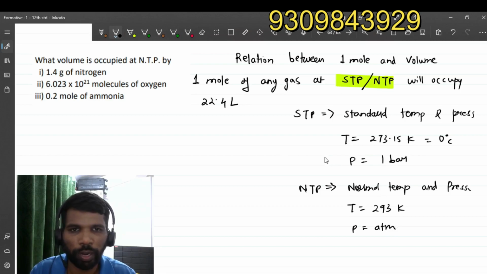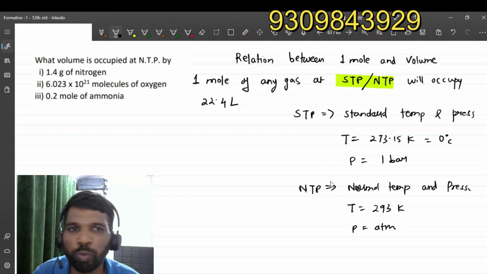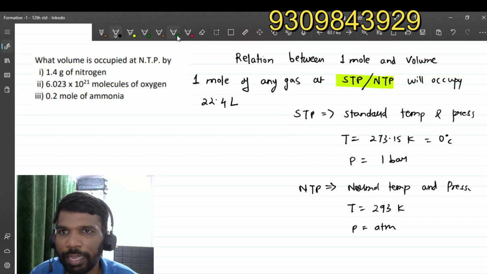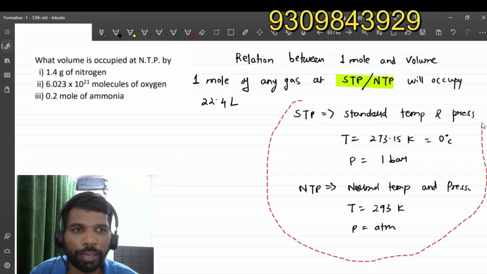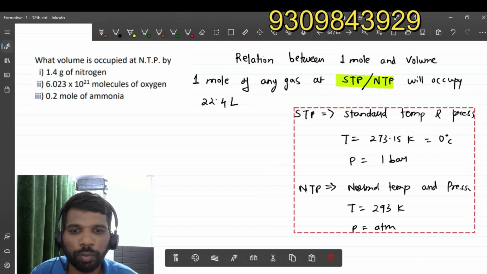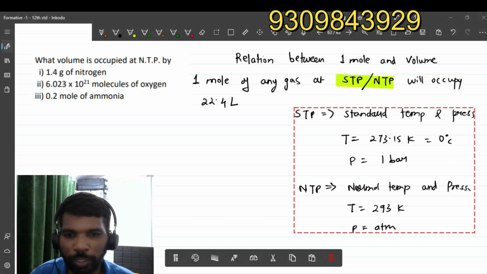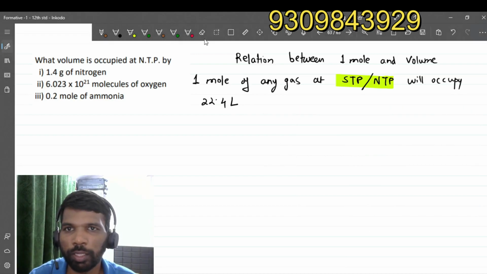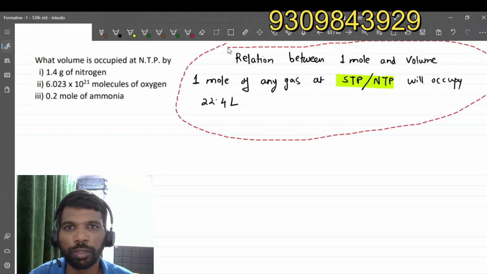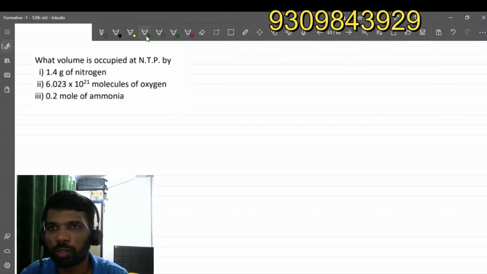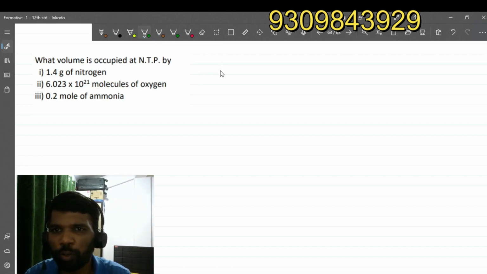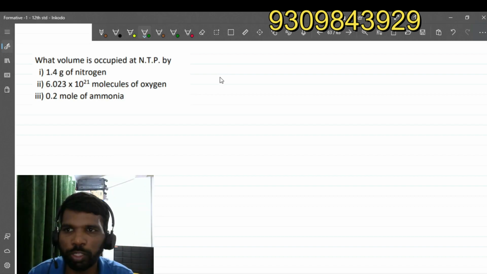Just stick to this. So whether it is at STP or NTP, it will occupy 22.4 liter of gas. Any gas, provided it is in a gaseous form and it is at STP, 1 mole of that. So let's solve this question which is asked here. Mark this relation, understand these relations. Here, 1.4 gram of nitrogen. 1.4 gram of nitrogen means what? First we have to know the moles, right? So we'll do this first question.